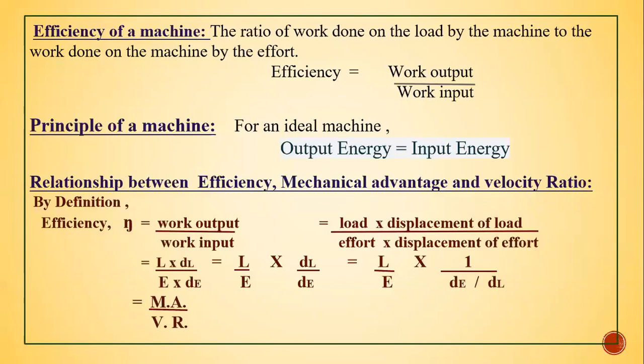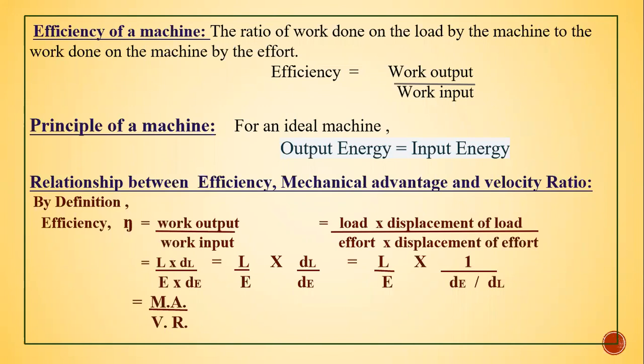Now let us see what is the principle on which a simple machine works. We are going to define the principle of a machine for an ideal machine, an ideal machine which will give us 100% efficiency. For an ideal machine, the principle is the output energy supplied should be equal to the input energy. Output energy should be equal to the input energy.